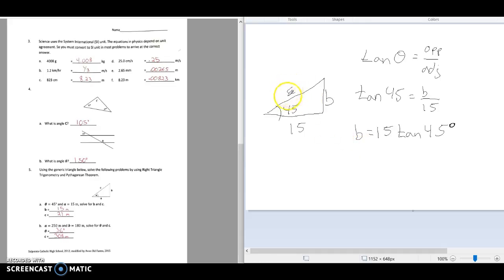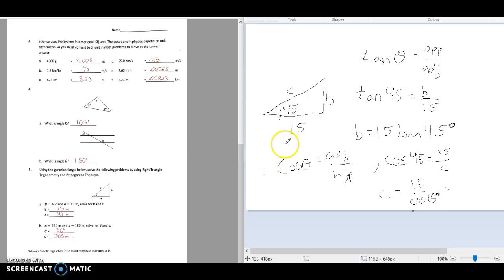For part C here, now we have adjacent over hypotenuse. So that would be cosine theta, which equals adjacent over hypotenuse. So let's fill the letters out for here. The numbers would be cosine of 45 equals 15 divided by C. Solve for C, we get 15 all over cosine of 45. Again, don't forget your calculator in degrees. Plug and chug, and you should get 21 meters.